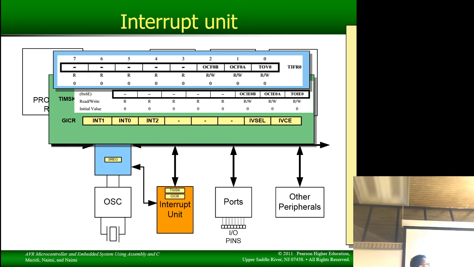Now, when that flag gets set high, for example, TOV gets set high, if the interrupt enable bit is set, not only will that flag get set high, but program flow will change. Okay? We will stop doing our common main task, and we will instead go to an interrupt service handler.